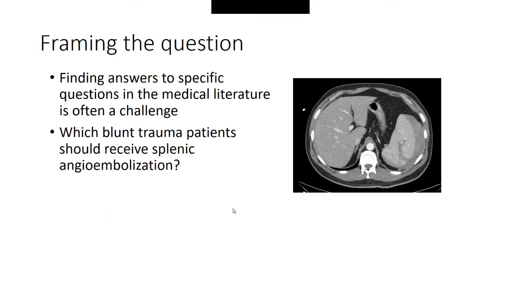So we want to frame the question. We want to find answers to specific questions in the medical literature, and that's often a challenge. For example, which blunt trauma patient should receive splenic angioembolization? Now that's not framed in the way we want a question to be framed for our purposes. We'll go through how to do this in some detail in this short lecture.